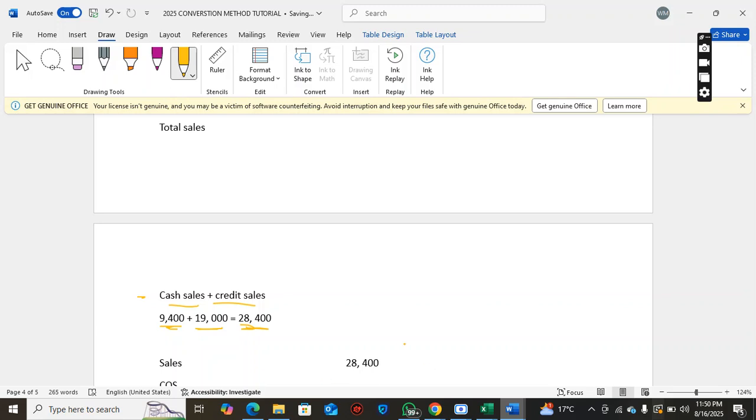So now we form the trading account. What is the purpose of the trading account? To establish the gross profit. What is the first item that comes on the trading account?